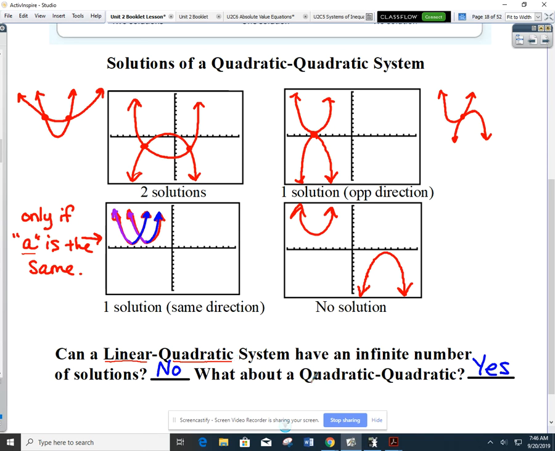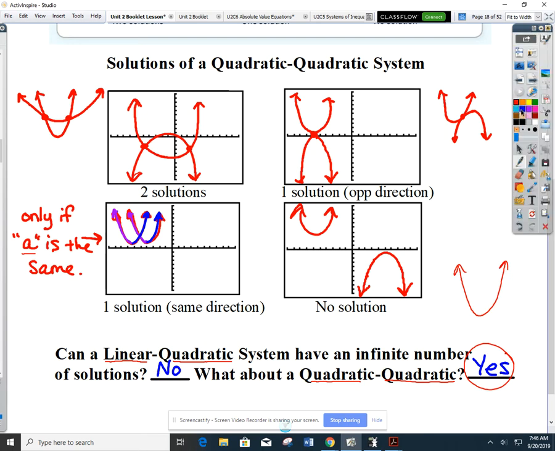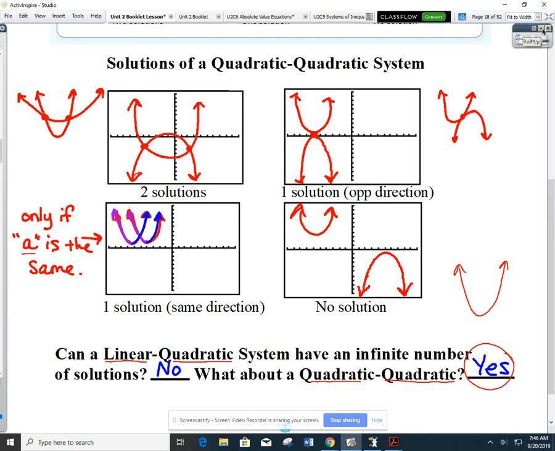And for this one, a quadratic, the answer is yes. You could have a parabola that's in standard form and you graph it, and then you take another parabola that maybe was written in vertex form, and at first you don't realize that it's exactly the same parabola. So every point is the same.